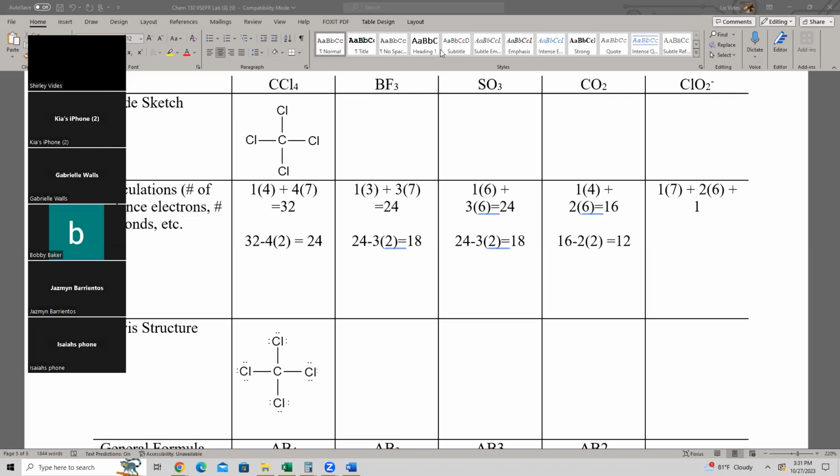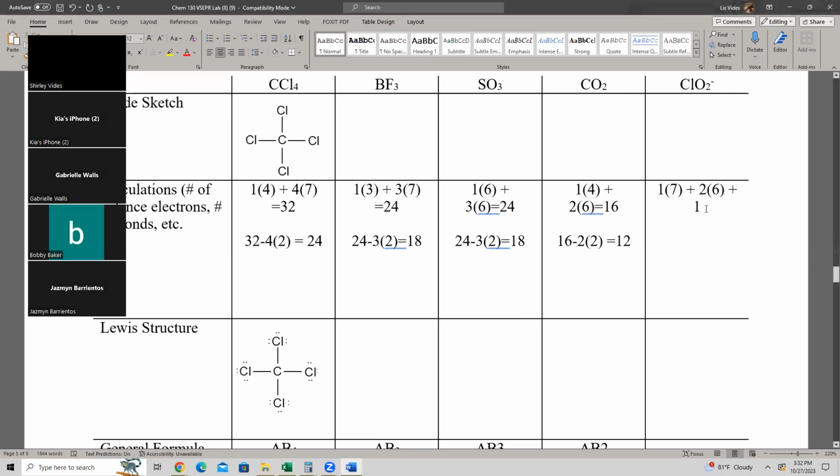That's a total of 12 plus 8, which is 20. Is that correct? Oops, that's not plus, that's equal to 20. Okay, when we do our structure, we need to do it the way we've been doing it. So it's chlorine in the middle, and then oxygen, oxygen.